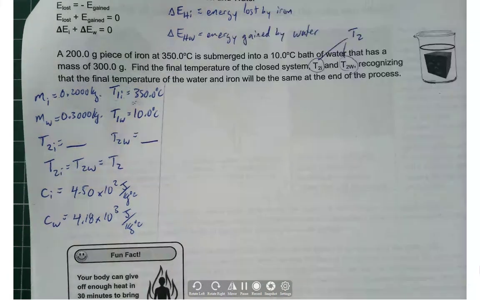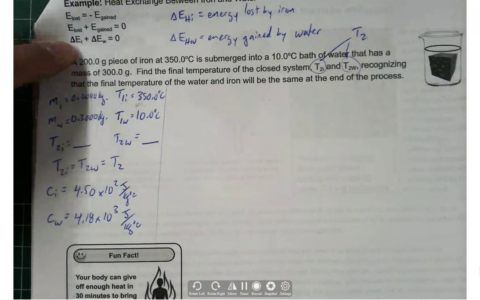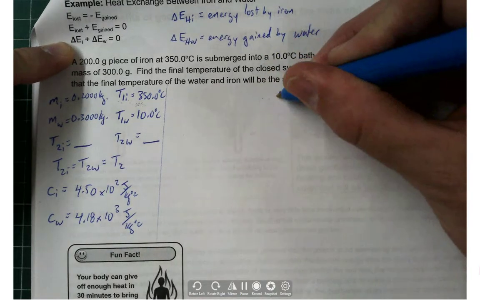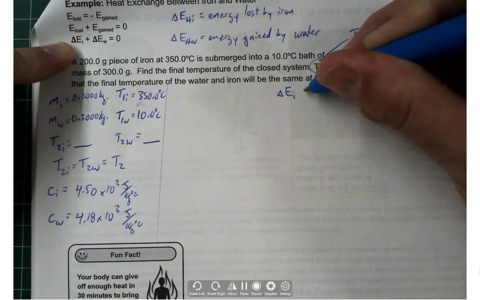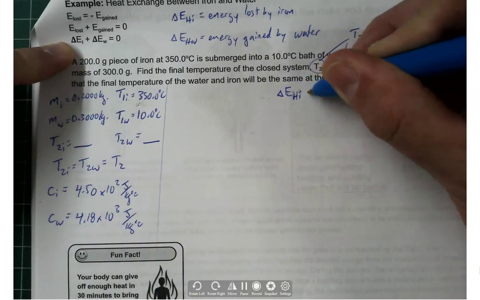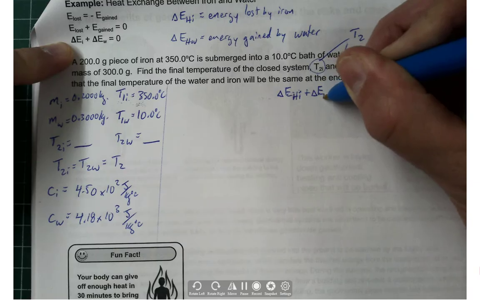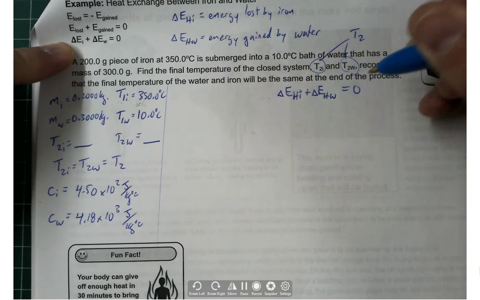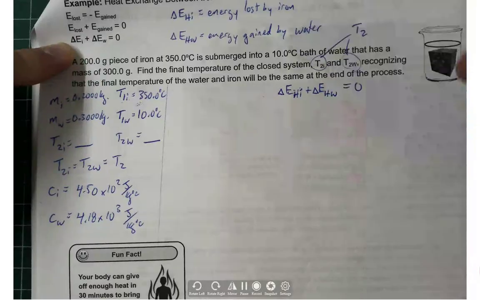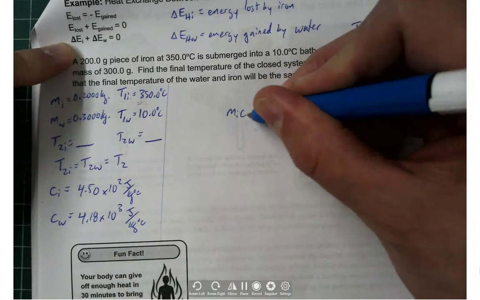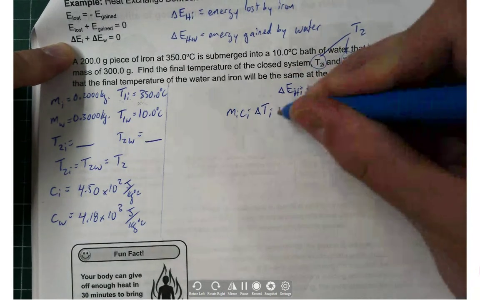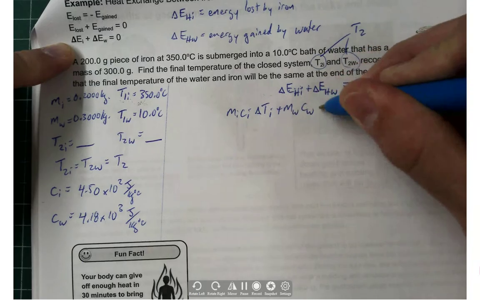Now, how am I going to math all this out? I'm going to start off with this expression that we had in this little preamble: delta E for I, the change of energy for iron, plus delta E for W adds up to 0. And I'm going to go from there. Delta E for I would be, I'll start over to the left here, MICI delta TI. Delta E for W would be MWCW delta TW.